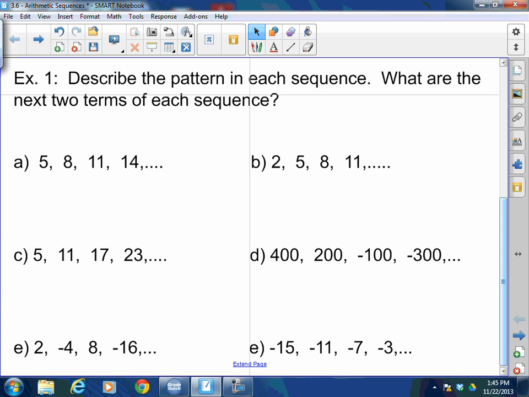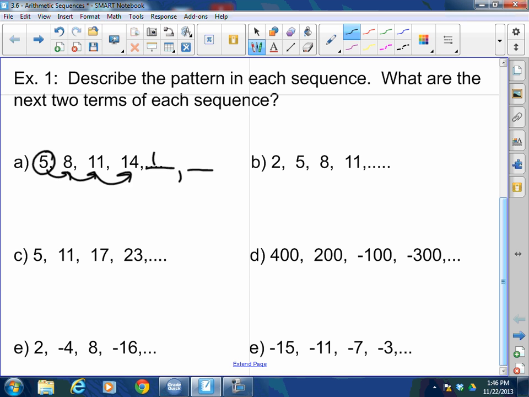Before we formalize the arithmetic sequence, let's see if you guys can just start recognizing patterns. For these, describe the pattern in each sequence. What are the next two terms of each sequence? So how would I describe this pattern? Well, not just plus 3. I'm starting with 5 and adding 3 repeatedly, right? Because 5 plus 3 is 8, plus 3 is 11, plus 3 is 14, correct? So what would my next two terms be? 17 and 20, great.